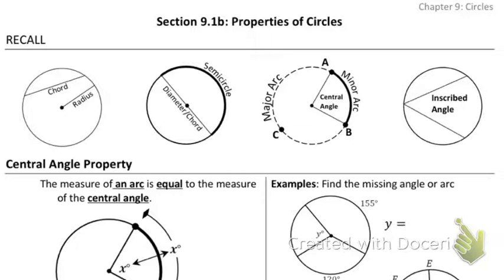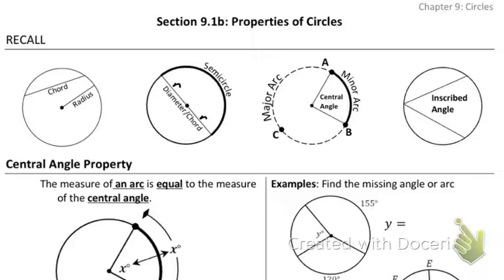I do want to point out that a diameter is actually made up of two radiuses, or radii. So that's a radius, makes a diameter. A diameter also cuts our circle in half into a semicircle. What's the measure of a semicircle in degrees? 180 degrees, because the circle is 360.